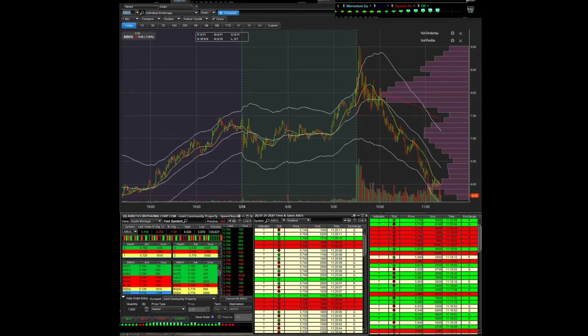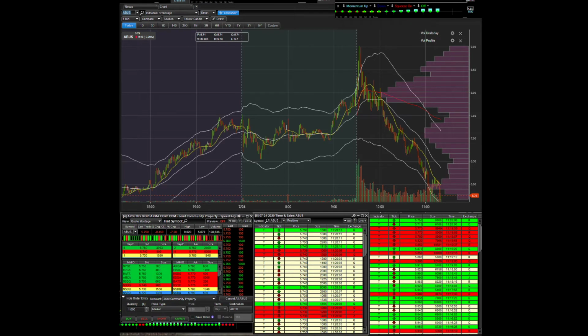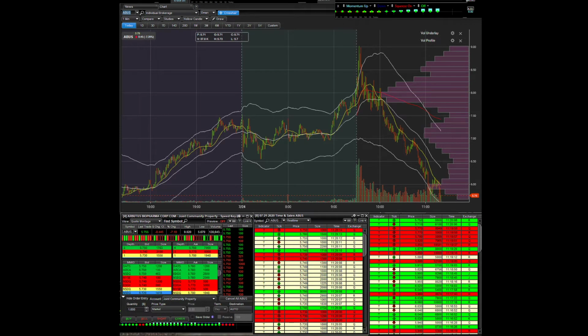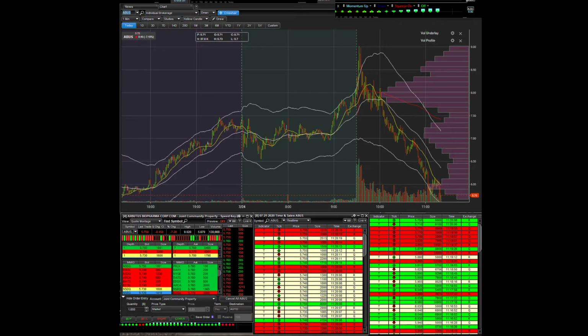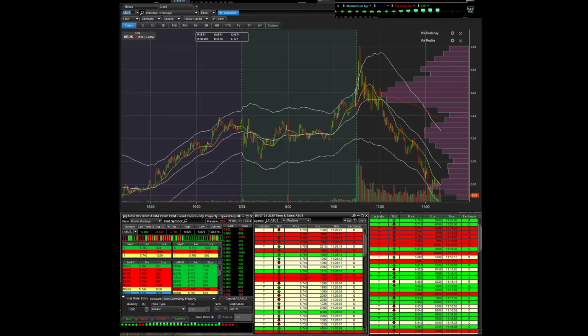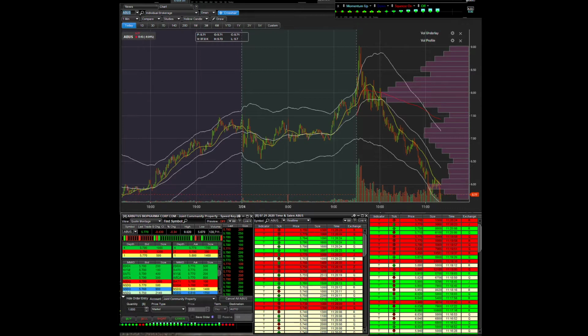Yes, open the time and sales and the level 2. So you need to have level 2 open and the time and sales, and the time and sales will let you adjust how many you can see.